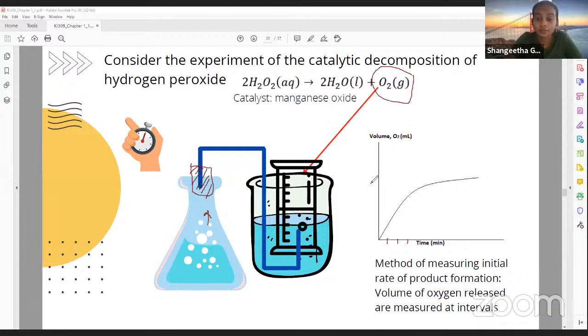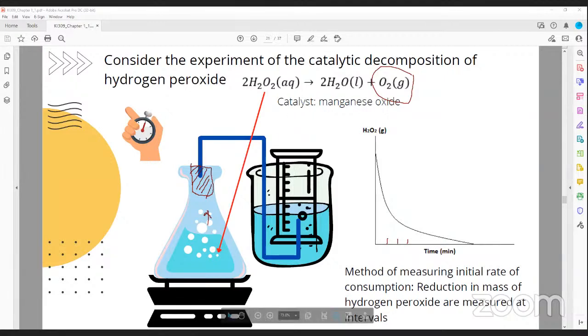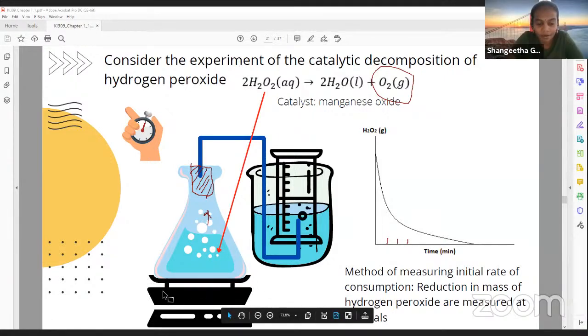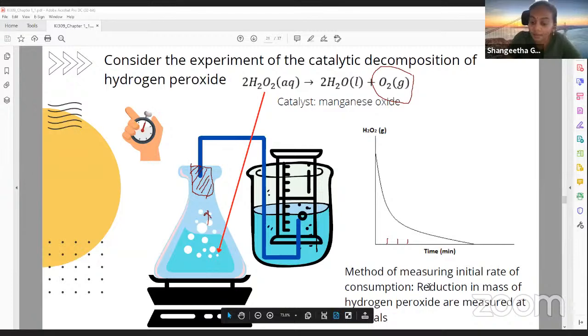What if you want to measure now the disappearance, or the consumption, of your hydrogen peroxide? If you want to do that instead, all you have to do is add a weighing balance to your experimental setup. As your hydrogen peroxide is being decomposed, you can measure the change in the mass of hydrogen peroxide. So this can show you the reduction in mass of hydrogen peroxide, which also can be measured at intervals. From the graph, you can see that your reactants will be consumed.